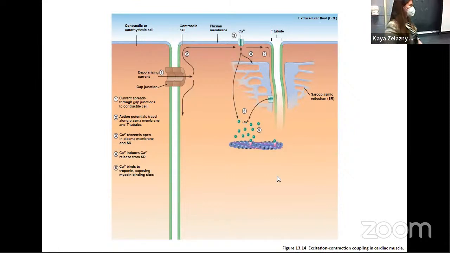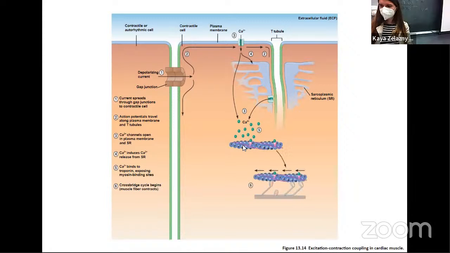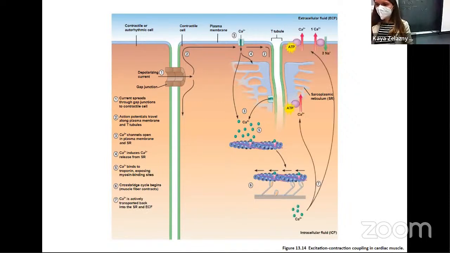like in our skeletal muscle, we have that calcium bind onto troponin, which exposes the myosin binding sites on the actin. Right, so we can see that's just our normal looking actin that we talked about with skeletal muscle here too. And then we have our cross-bridge cycle happening, just like it did in skeletal muscle.